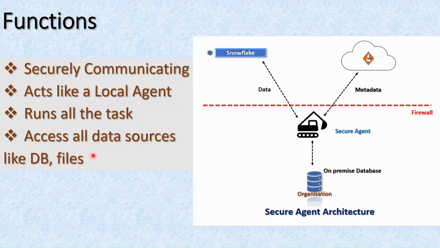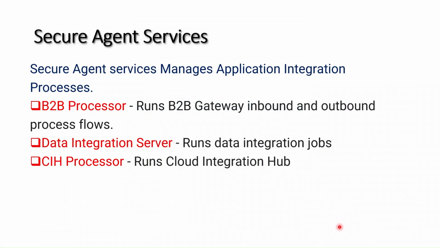Next, the secure agent services. The secure agent services manage the application and integration processes. Here are some of the services available in the Informatica secure agent. First is B2B, which runs the B2B gateway in inbound and outbound processes. After that, the data integration server, which runs the data integration jobs and processing. Third is the cloud integration hub, the CIH process, which runs the cloud integration hub.